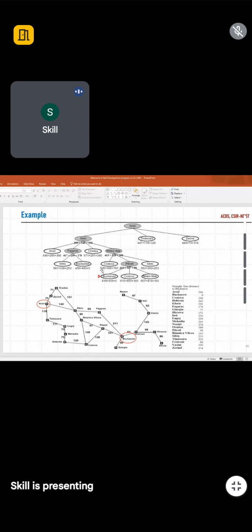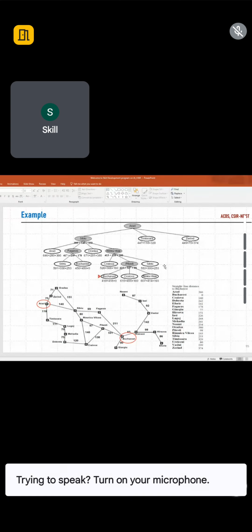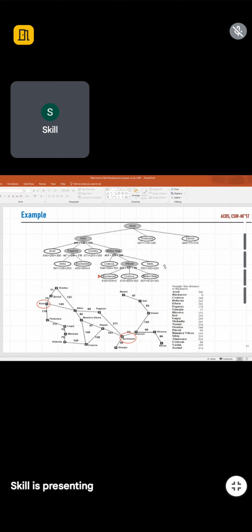Similarly, we will find out the value of Fn by combining Gn and Hn values from the previous values and the given values. We'll get these values for all the three places. Now in this level, we are getting five different places with their values. Among all these, you can see 415 is the lowest. Now we will consider Pitesti here.